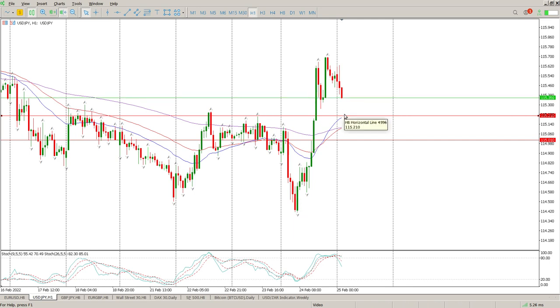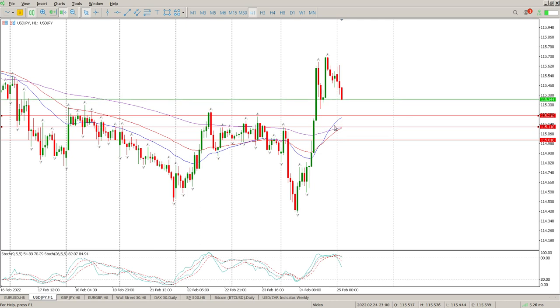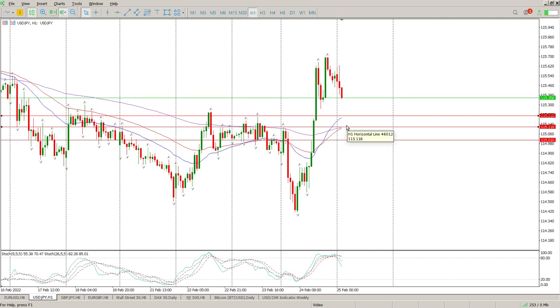So pullback here, looking for an opportunity at 115.210, or alternatively just a little bit further down at 115.118. 115 would obviously also be something of interest, but pay attention to this 115.118. Lots happening here, plus the 155 EMA on the hour, so that would be a pretty decent area for us to look for longs.